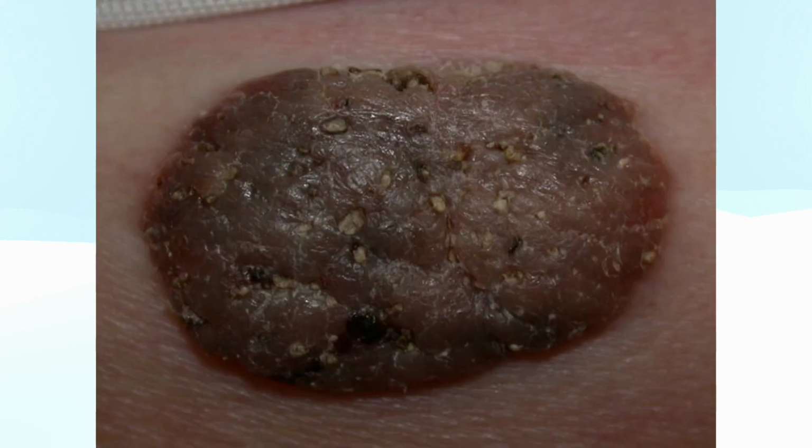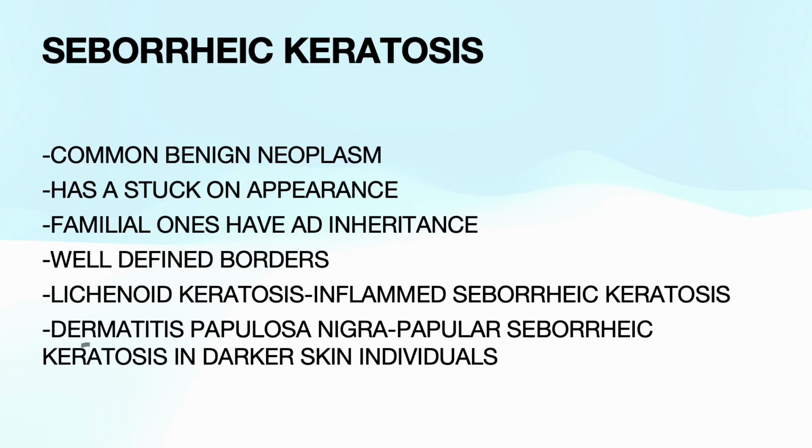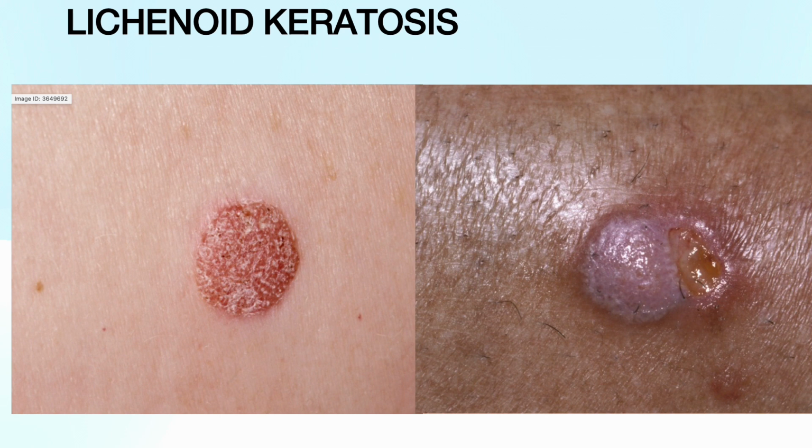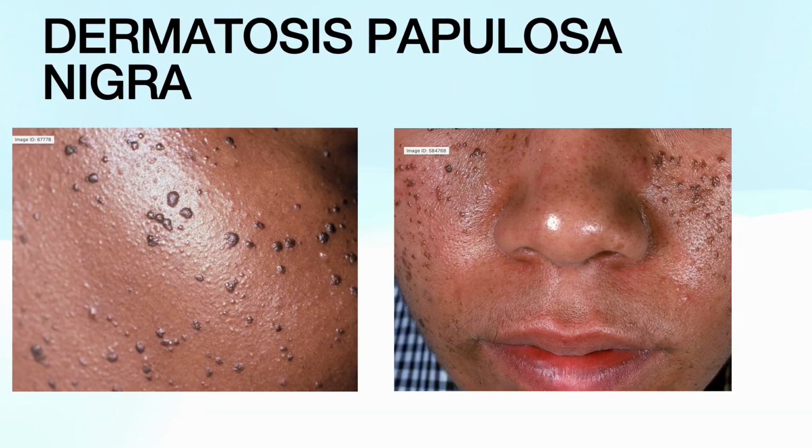Take a good look. Yes, and there is another type, called dermatitis papulosa nigra. I'll show you what it is. It's more seen in darker skin individuals. See here, this is a lichenoid keratosis, that is an inflamed seborrheic keratosis. See, again stuck on appearance, but there is an inflammatory reaction here. This is dermatitis papulosa nigra.